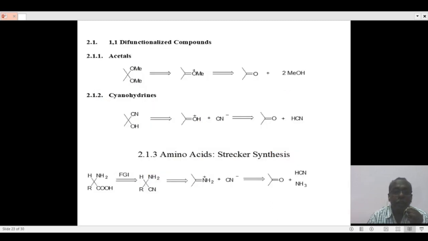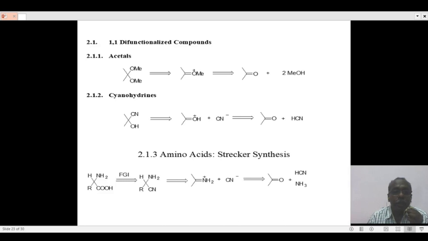Here the acetol is given. Here the two functional groups are present on one carbon. When you break this bond, both the bonds are broken. Here, 1,1 disconnection, both the bonds are broken. You can get acetone as one synthetic equivalent. Another synthetic equivalent is methanol. When acetone is treated with methanol, you can get this acetol.